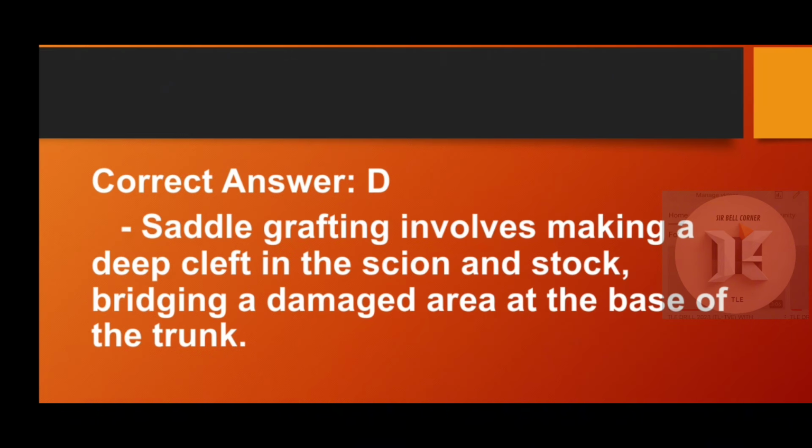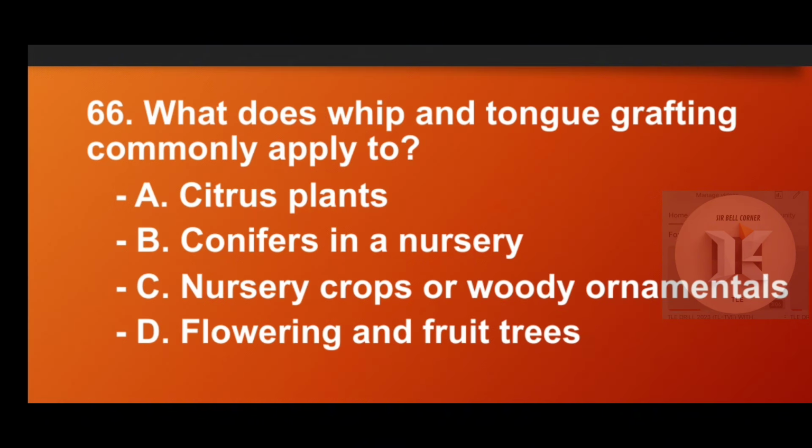Correct answer. D. Saddle grafting involves making a deep cleft in the scion and stock, bridging a damaged area at the base of the trunk. 66. What does whip and tongue grafting commonly apply to? A. Citrus plants. B. Conifers in a nursery. C. Nursery crops or woody ornamentals. D. Flowering and fruit trees.